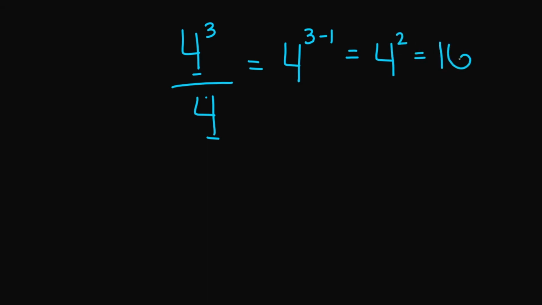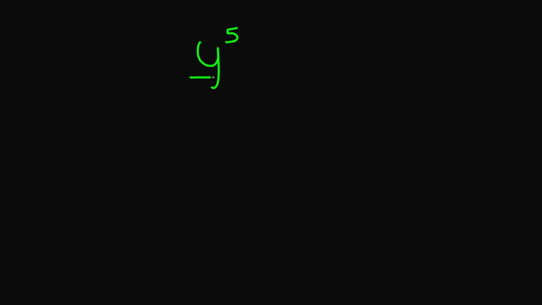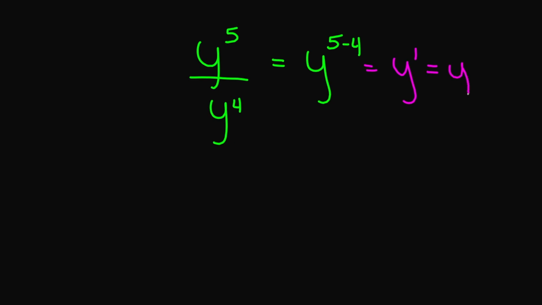Y to the 5th over y to the 4th. Bases are the same, so I'm going to subtract my exponent. This is going to equal y to the 5 minus 4. 5 minus 4 is 1, so you're going to get y to the 1st power, which equals y.